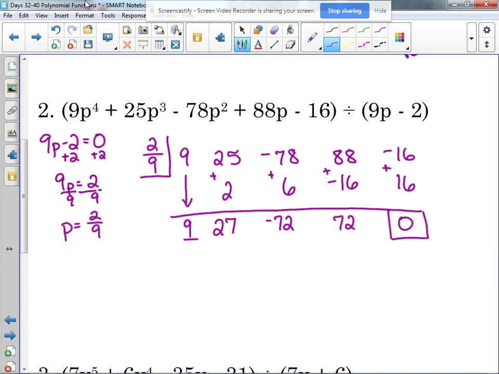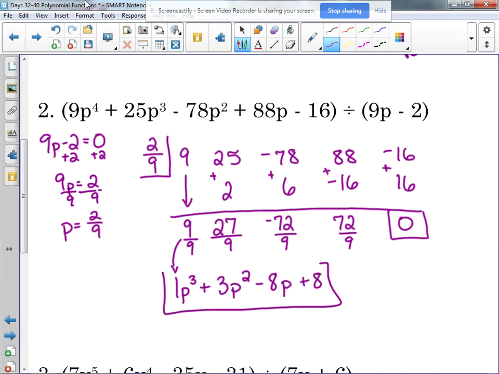Okay? Divide by the denominator. So divide all these by 9. We started with p to the 4th, so we've got p cubed. Normally, I don't write that 1. I'm just writing it since we were dividing, just writing it for clarity purposes. 27 divided by 9 is 3. That one's p squared. Negative 72 divided by 9 is negative 8. That one's p. And 72 divided by 9 is positive 8. And that's our constant. Divided evenly, there's no remainder. That's the answer. Any questions about the details?